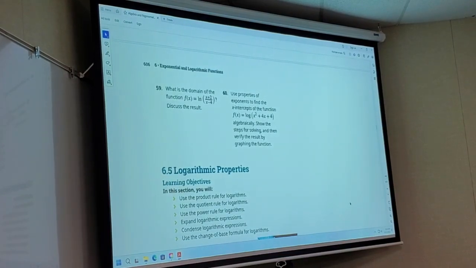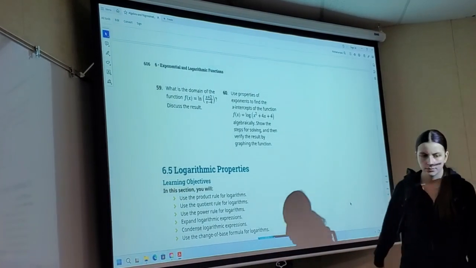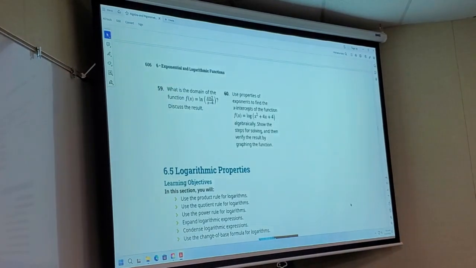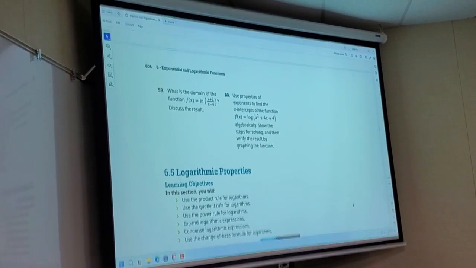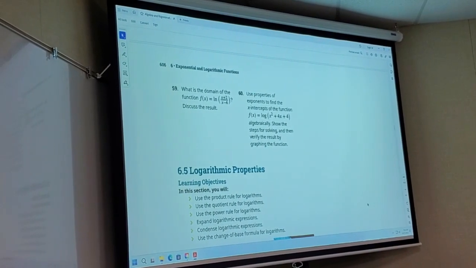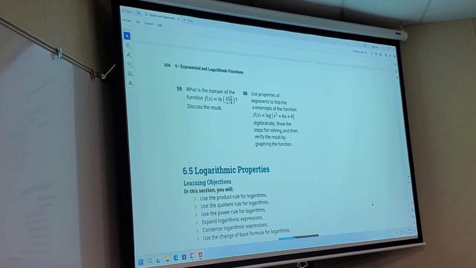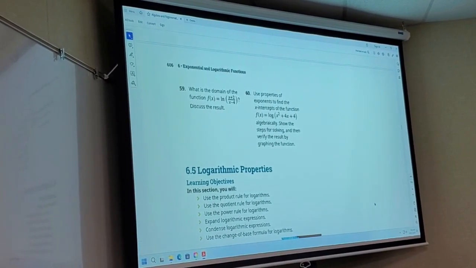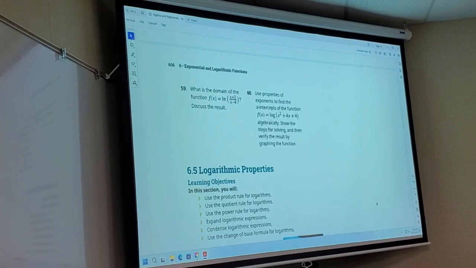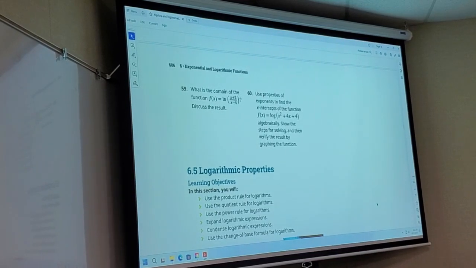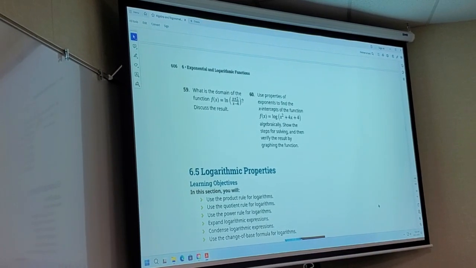How do you find the x-intercepts? So guys, we're looking at number 60 from 6.4. Find the x-intercept. How do you find the x-intercept no matter what? By making the equation equal to 0. Make y equal to 0.